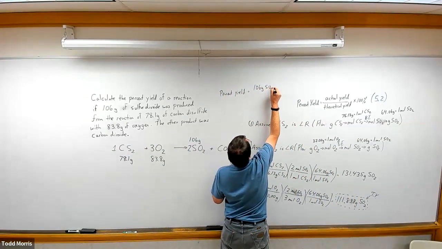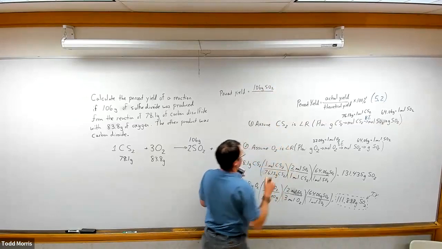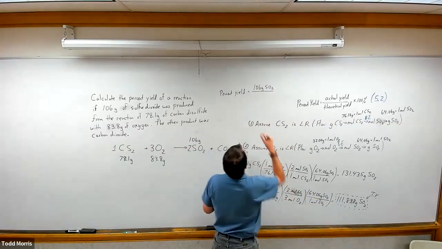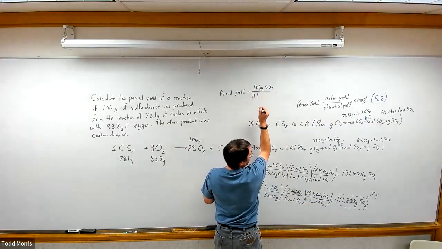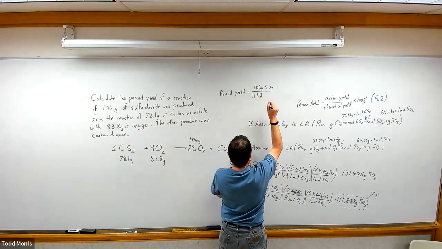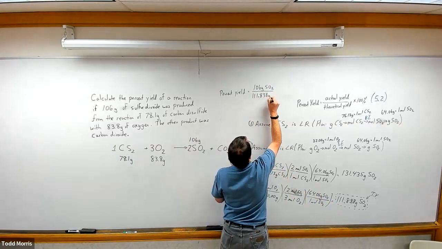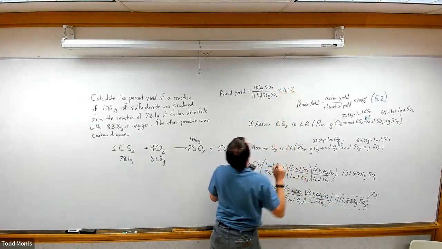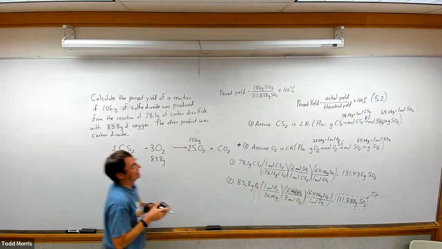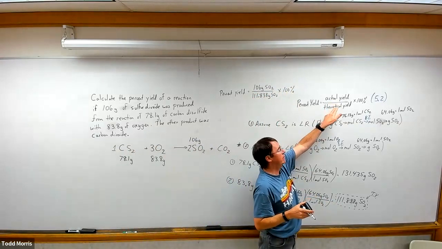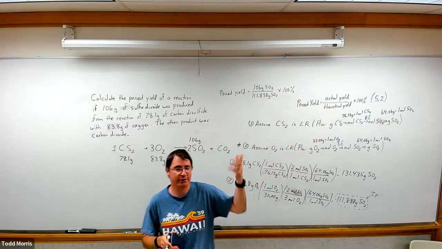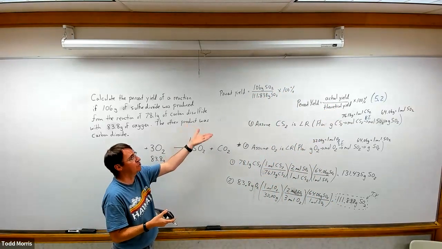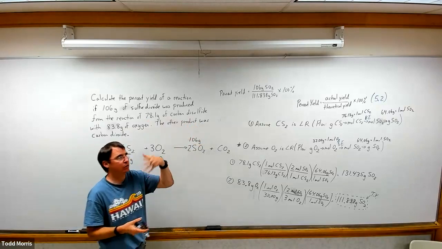Of SO2 was produced compared to how much should have been produced, which is, according to our calculations, based upon the fact that oxygen in this case is the limiting reactant, 111.838 grams of SO2 times 100%. Notice that with our percent yield calculations, not only must the units for actual yield and theoretical yield be the same, in this case both grams, but they also have to be describing the same thing. So in this case, grams of SO2 that we actually produce compared to grams of SO2 we should have produced.